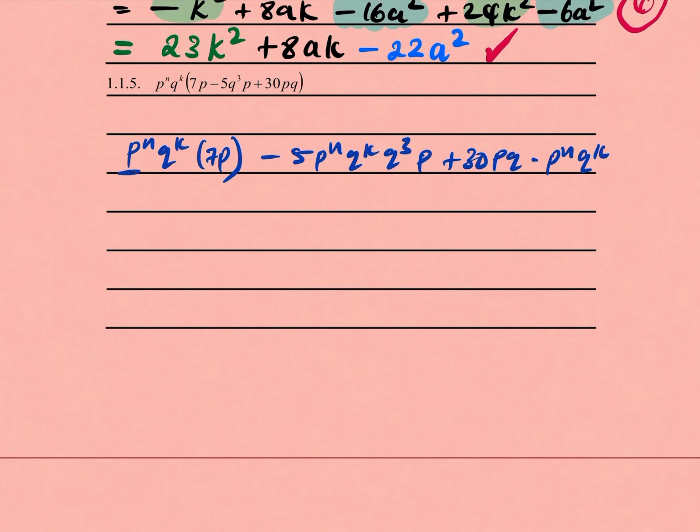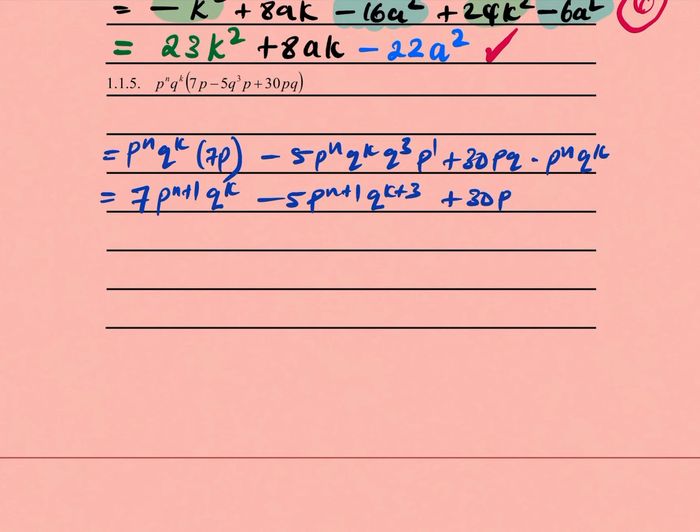Now, if you multiply p and the p, that is going to give you p to the power. But first things first, write the numbers first. So we have a 7, and then that is p to the power n plus 1. And then q is raised by k only. And then minus 5p. So p should be n plus 1. Remember, there's a 1 here. So we're basically adding the exponents. And then the q should be k plus 3, and then a plus 30p.